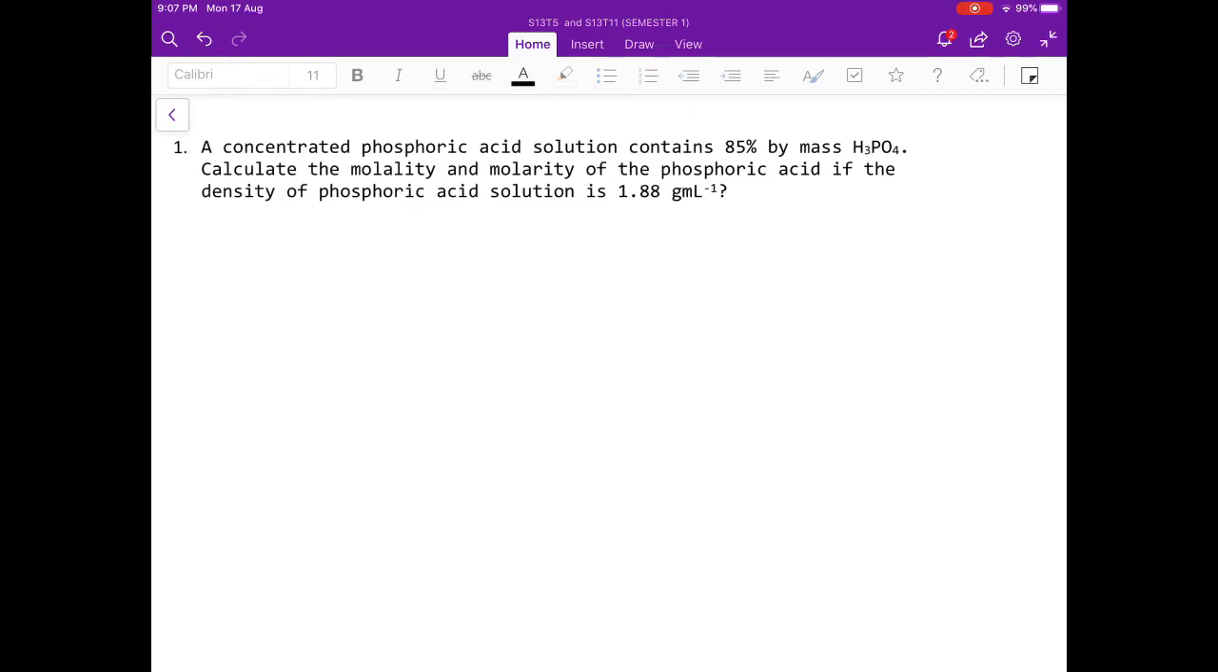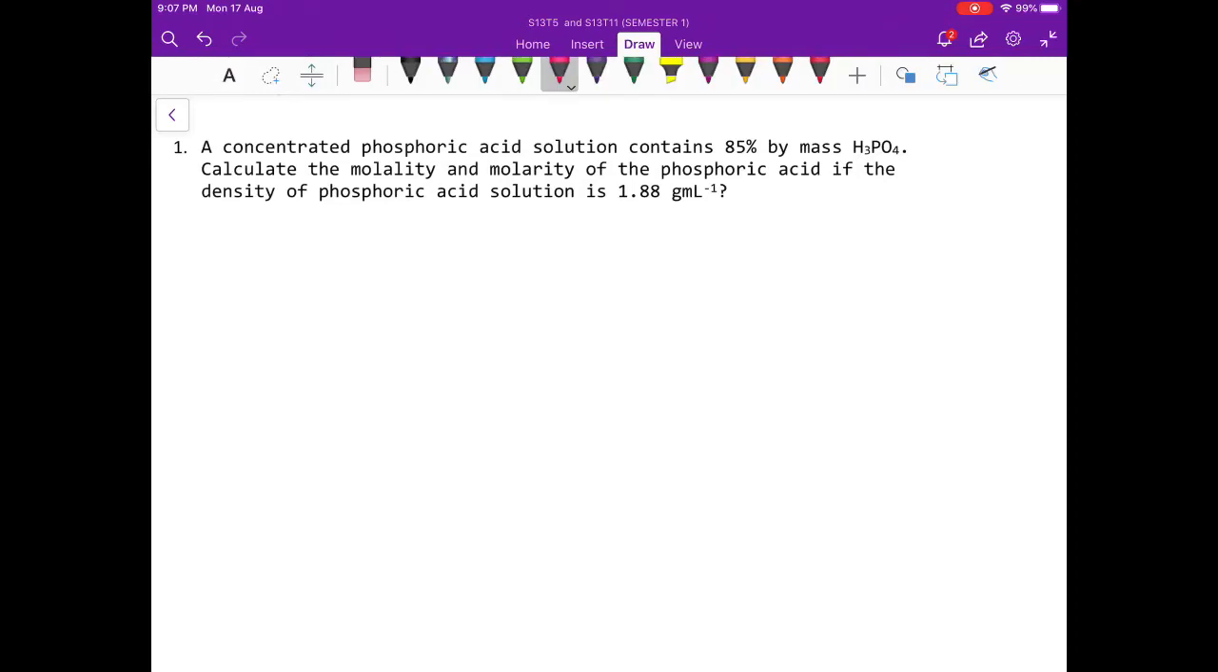So we will continue to discuss tutorial question number 3. Let's read the question together. The concentrated sulfuric acid contains 85% by mass phosphoric acid. Calculate the molality and molarity if the density of phosphoric acid solution is 1.88 gram per ml.